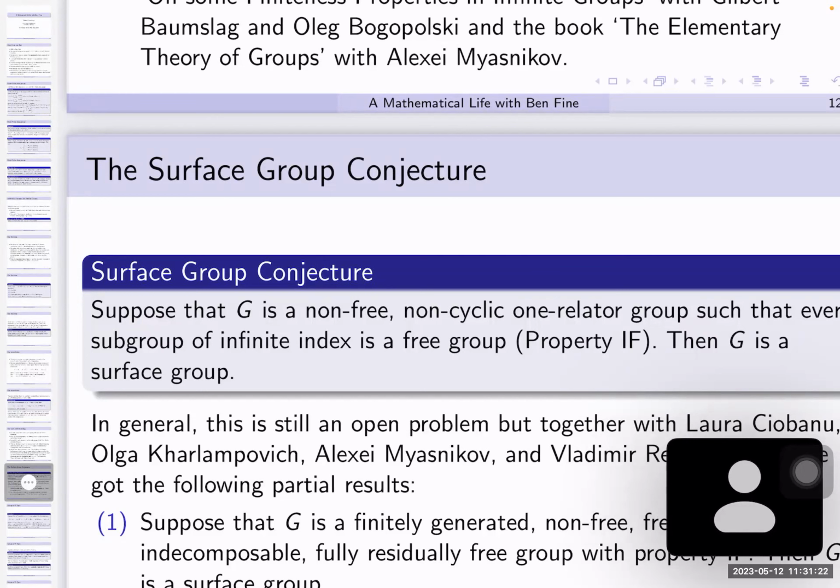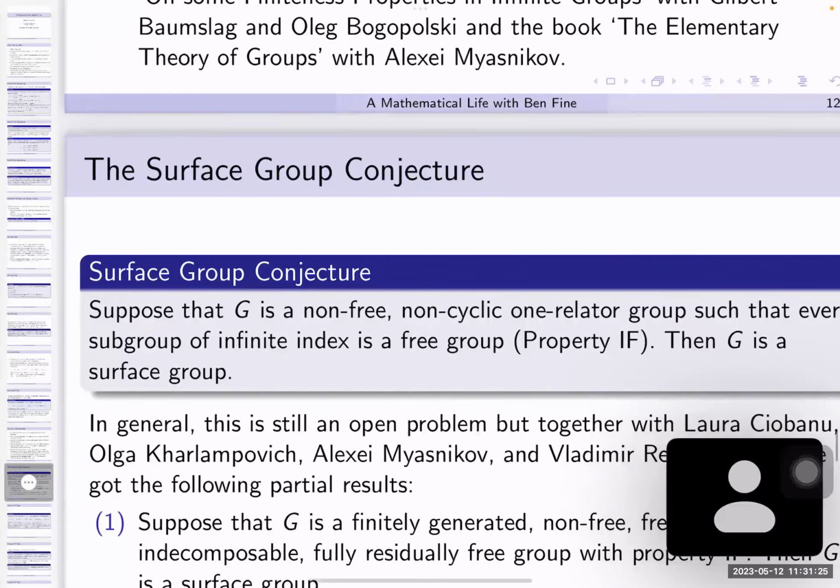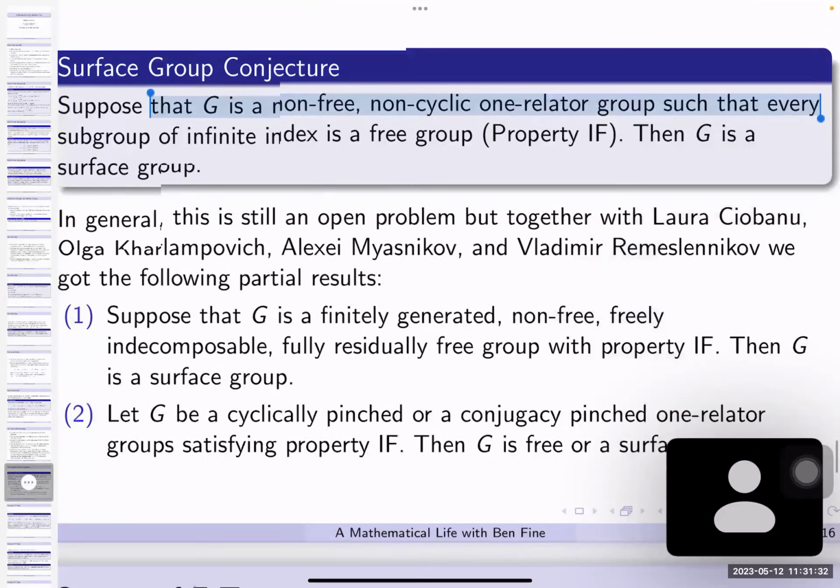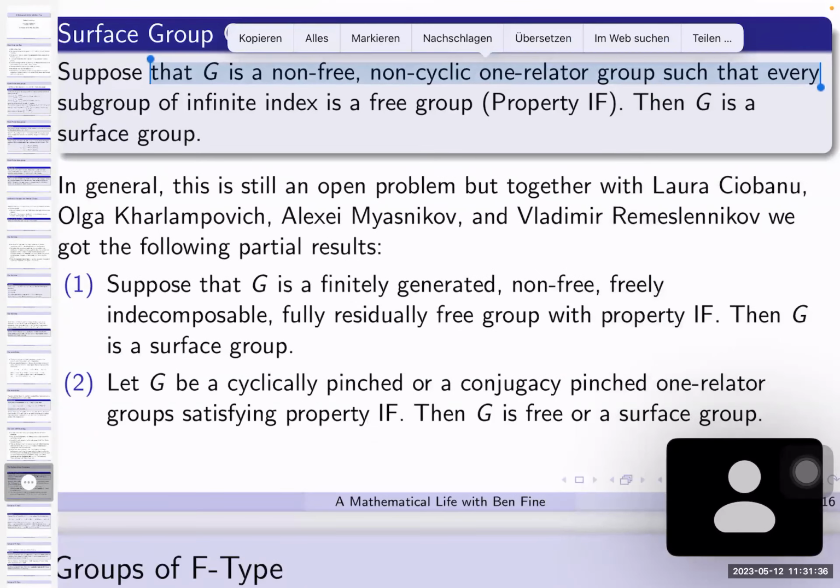This conjecture is still open, but together with Laura Ciobanu, Olga Kharlampovich, Alexei Myasnikov, and Vladimir Remeslennikov, we got partial results. For instance, the surface group conjecture holds for finitely generated fully residually free groups with property IF, or cyclically pinched one-relator groups, conjugacy pinched one-relator groups satisfying property IF. And G is either free or a surface group. So there are some classes where the surface group conjecture holds. Unfortunately, it's still open. There's many things to do.